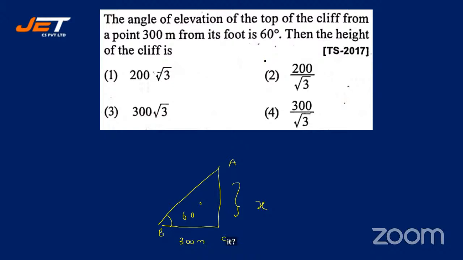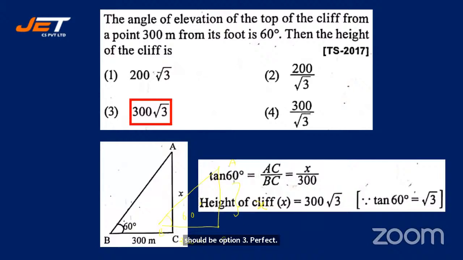Yes, so the biggest clue is also given. Yes, with this we'll finish off. Quickly give me your answers. All right, many say option 3, option 3, option 3. Yes, should be option 3. Perfect. Excellent. It is option 3, 300 root 3. Yes, quickly see the answer.